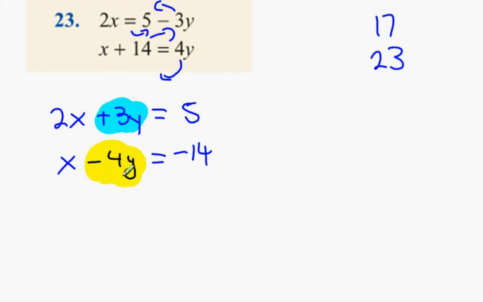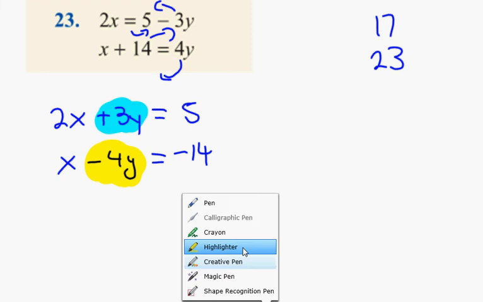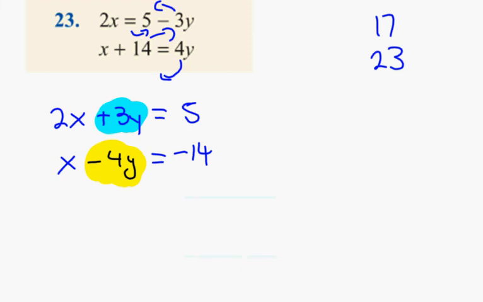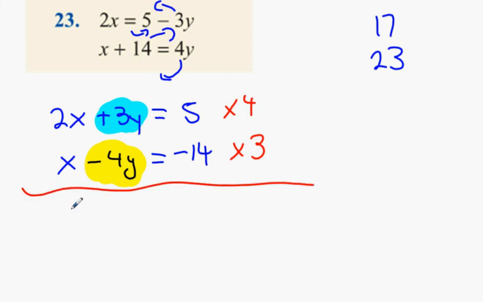Can anybody think of a number that 3 and 4 will divide into? Yes sir, you. 12. Can you tell me how to turn the top one into 12? And can you tell me how to turn the bottom one into minus 12? Okay, so go for you. 4 times 2x equals 8x. 4 times 3y equals 12y. 4 times 5 equals 20.